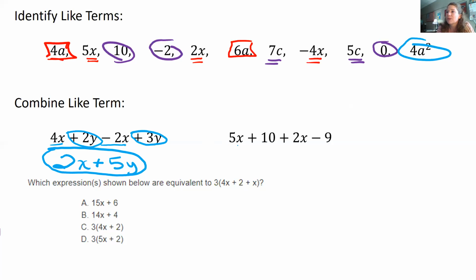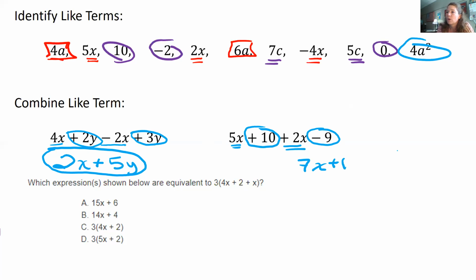All right, let's look at this one. What about 5x is like positive 2x? What's 5x plus 2x? 7x. And then we have some constants. We have positive 10 minus 9. What's positive 10 minus 9?